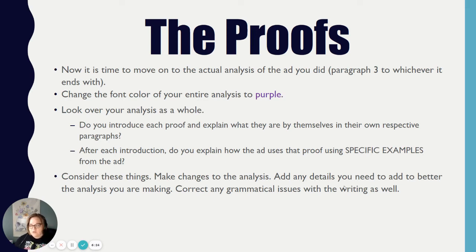After the introduction, do you explain how the ad uses that proof using specific examples from the advertisement? So each proof should be its own paragraph. So 3, 4, and 5 if you have all 3. 3 if you only have 1. 3, 4 if you have 2. And then specific examples. This ad uses this. This is this, and this is how it works. Make changes to those analyses as you see fit. Go back and relook at your ad. Add details that you need to. Take away stuff that you feel you don't need. And also correct any grammatical issues that might exist. Pause here if you need to. Do that work.